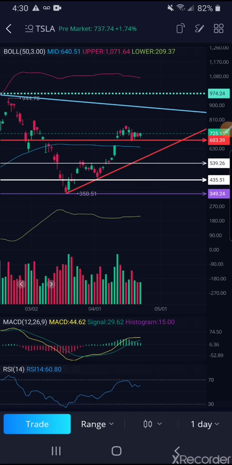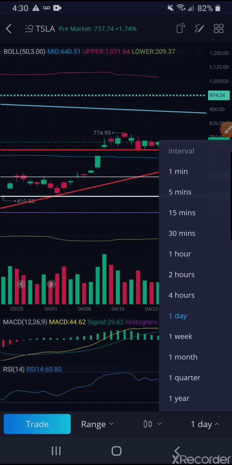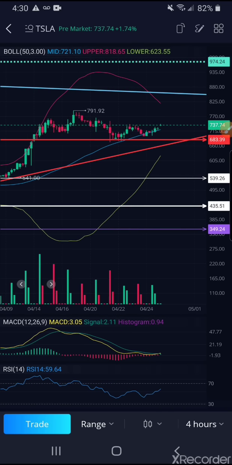But this is the day frame, right? So what people would do is zoom in. Okay, let's go to a smaller time frame. 4 hour always shows some good stuff. And you can just see where buyers and sellers are just having fun back and forth on the 680 to 790 range. It's literally building a small trend on itself.